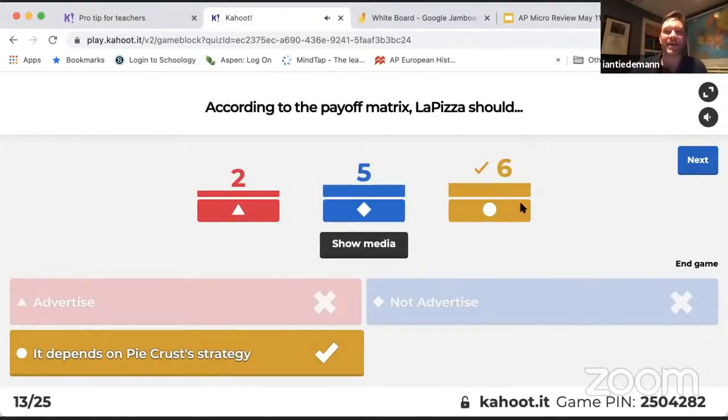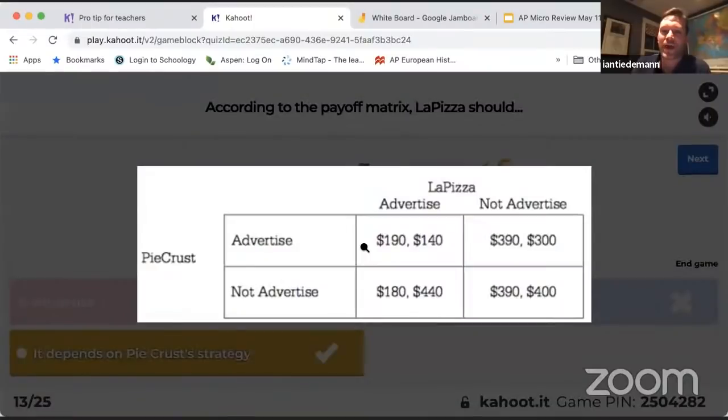Oh boy, mixed bag. All right, so it depends on Pie Crust's strategy. Because if you look back at this, La Pizza does not have a dominant strategy. So based on the payoff matrix alone, you'd have to think about what Pie Crust would do. Pie Crust looks like they do have a somewhat dominant strategy. If they advertise, depending on what La Pizza does, they could earn either $190 or $390. If they don't advertise, they could earn either $180 or $390. So they would want to advertise.